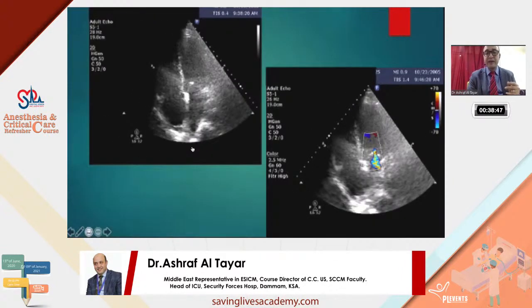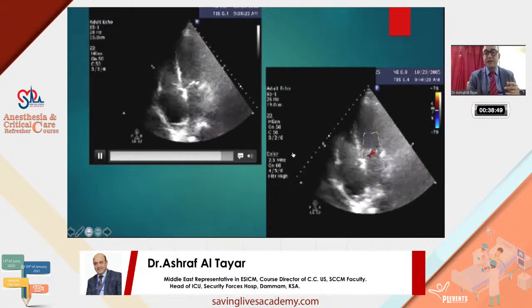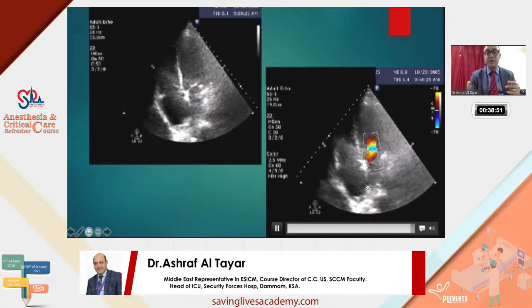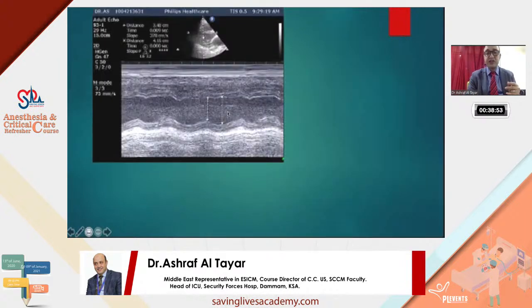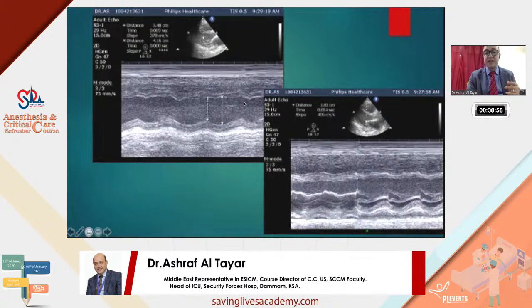And look at the apical four. Also, you can see obvious mitral regurgitation. And this is the ejection fraction, it's only maybe around 30%. And this is what we call EPSS, the distance between the E wave and the septum in diastole, and when it's more than 1 centimeter, it indicates bad systolic function.